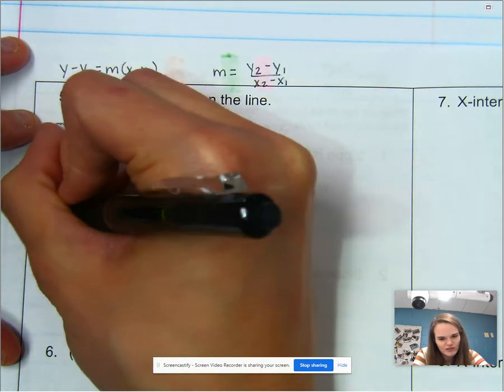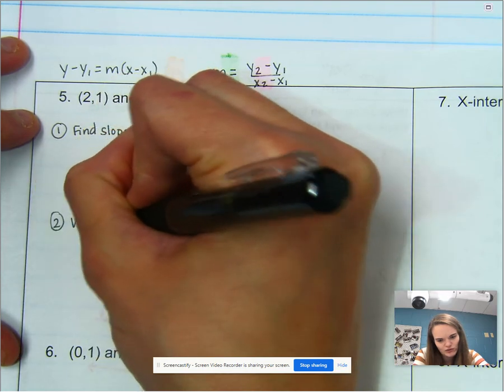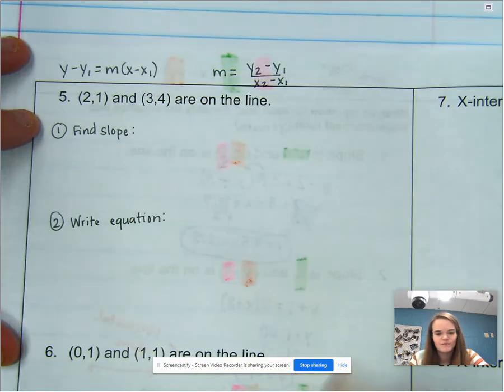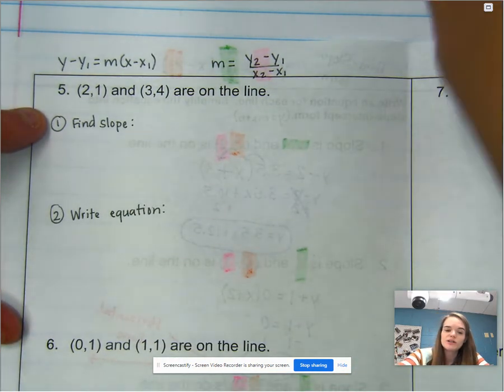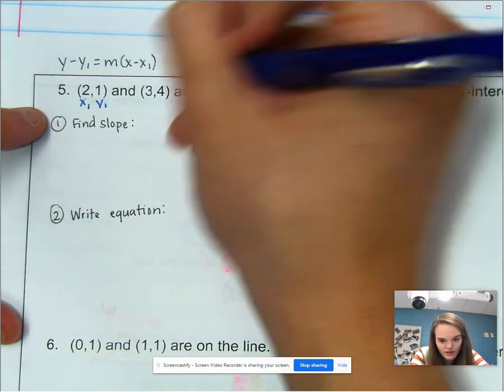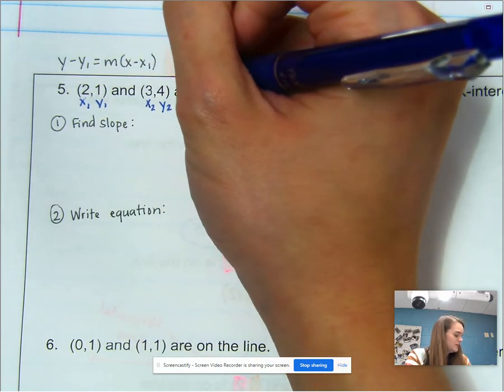And then next, write the equation. So we got to have 2 steps on this one. Okay? So first, let's find the slope. We are going to label these x1, y1, x2, y2. So we are plugging them in.